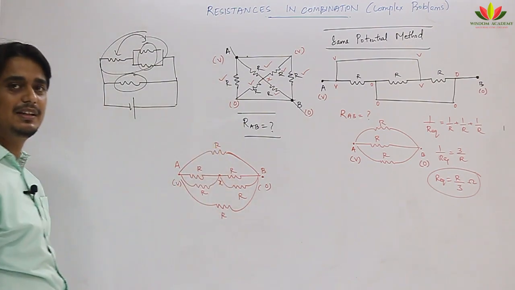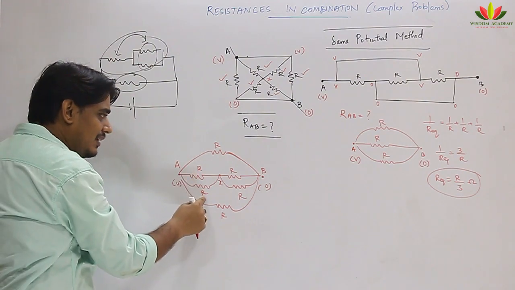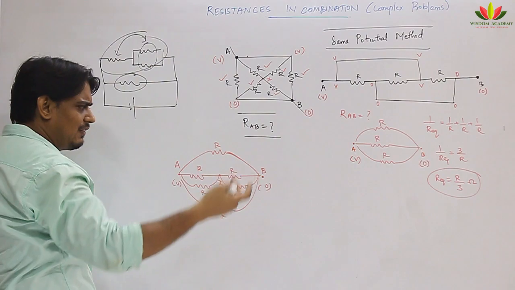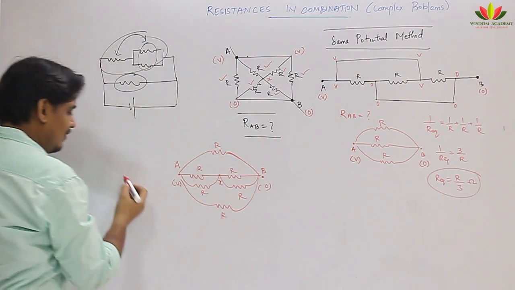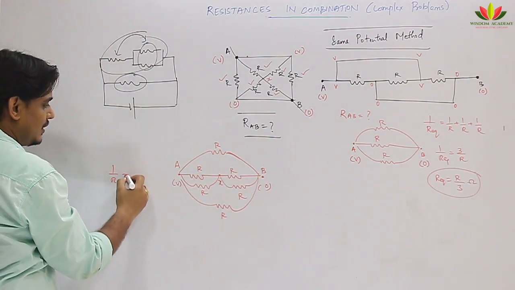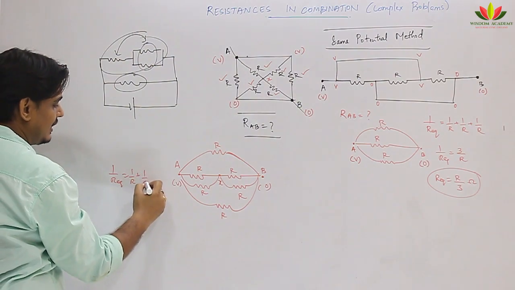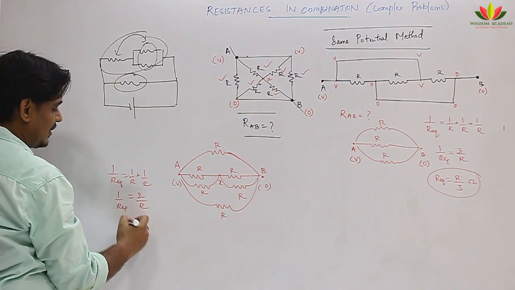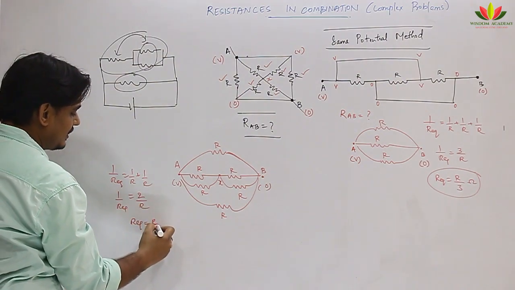Did you understand what I have done here? Now these two are in parallel, these two are in parallel, then these two will be in series and everything will be in parallel. Let us solve one by one. So r and r are in parallel, so 1 by r equivalent will be equal to 1 by r plus 1 by r, that is equal to 2 by r. So r equivalent will be equal to r by 2.